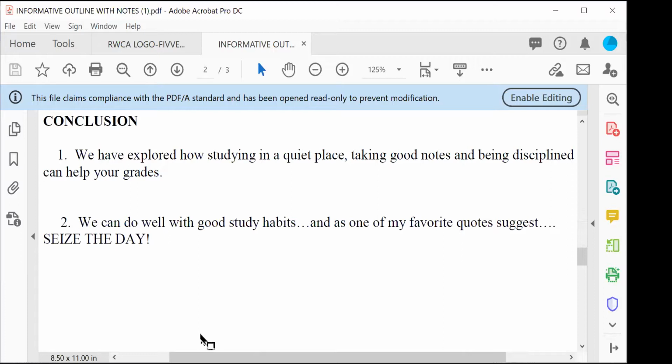I'm not telling them that they should study. That would be persuasion. I'm not telling them they should have to get to a quiet place. That's persuasion. I'm just suggesting here that we can all do well. And then I left out with a quote. Questions about this outline?